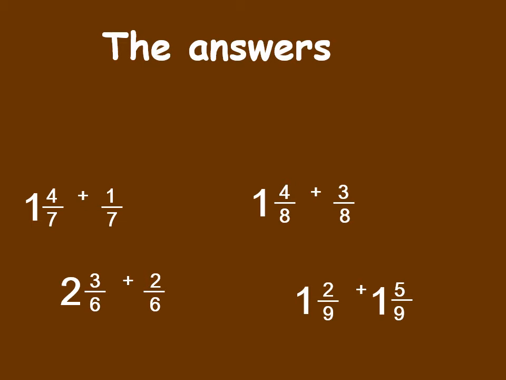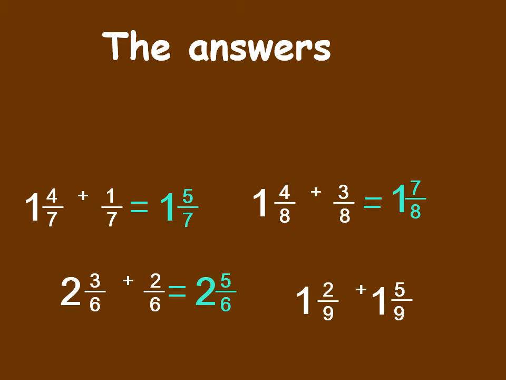First one, 1 and 4/7 plus 1/7. Don't forget the denominator stays the same. We're not adding any other whole numbers, so we end up with 1 and 5/7. Next one across, 1 and 4/8 plus 3/8. No difference to us. The denominator stays the same. 4 and 3 is 7, something you would learn to add up as a little one. Plus your whole number, 1 and 7/8. Next one, 2 and 3/6 plus 2/6. We've got 2 and 5/6.